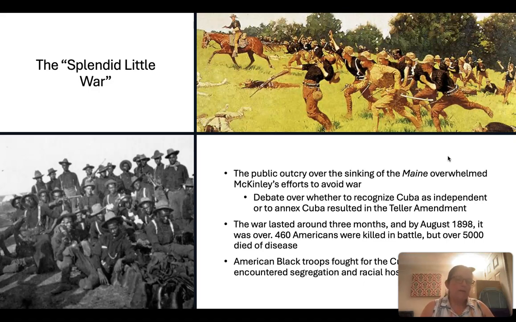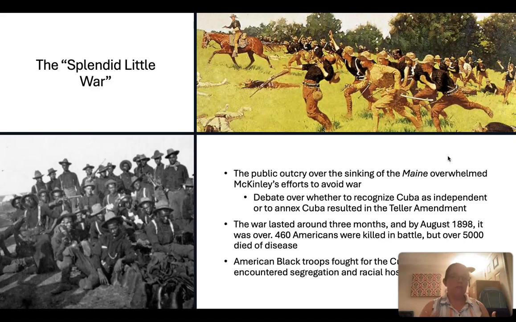The war lasts about 3 months. The Secretary of State, John Hay, called it a splendid little war. The Assistant Secretary of the Navy, Teddy Roosevelt, promptly resigns his post and gets ready to lead a cavalry unit, the Rough Riders, into the war. This, of course, is a famous painting by Frederick Remington, The Charge of the Rough Riders at San Juan Hill, really representing this kind of jingoistic nationalism that is sweeping the country during this time.